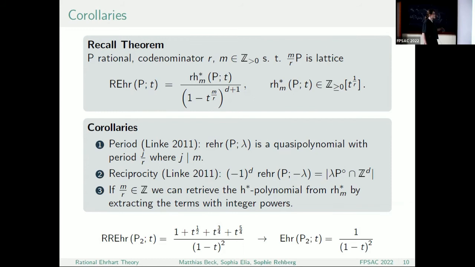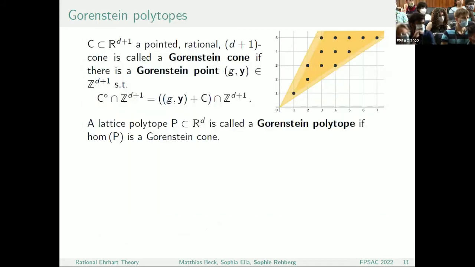All right, so now we have a rational Ehrhart series, and we can ask many questions from classical Ehrhart series, how they carry over in this new, refined world. And I want to show you this in the example of Gorenstein polytopes. I will define what they are and why they are nice, and then we will see how we can generalize this into a rational Gorenstein polytope definition.